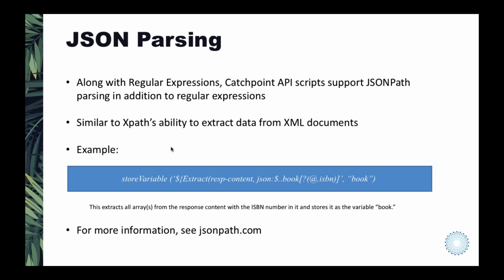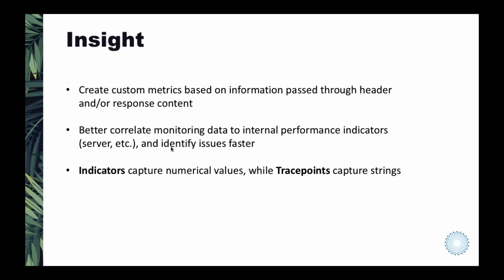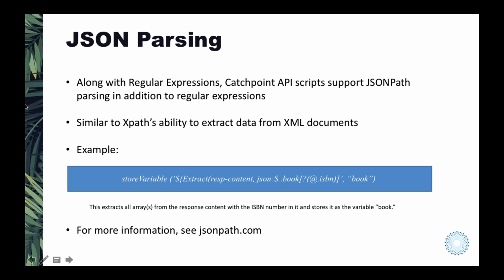when I first joined Catchpoint, we had to go through JSON using regex, which was painful to say the least. But more recently, we've added support for JSON Path, which allows me to interact with JSON responses in a lot easier fashion. It's almost like XPath, if people are familiar with XPath. It allows you to parse through JSON data much more easily and extract information from JSON that you might want to use in subsequent API calls.